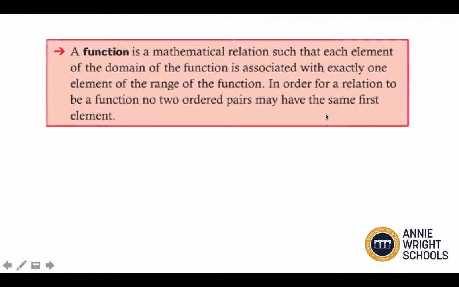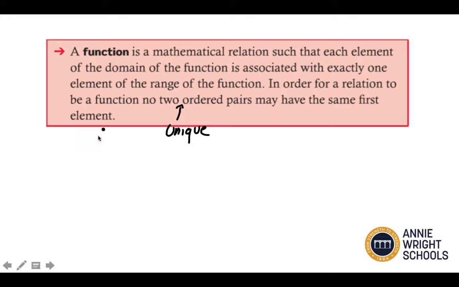Another important concept is the idea of a function. This is a very mathy definition, but if we just break it down, a function is a mathematical relation such that each element of the domain of the function is associated with exactly one element of the range. In order for a relation to be a function, no two ordered pairs may have the same first element. We might want to say no two unique ordered pairs. So if they're different ordered pairs, they can't have the same first element. Notice it doesn't say that they have to go to different y values. They just have to go to one.